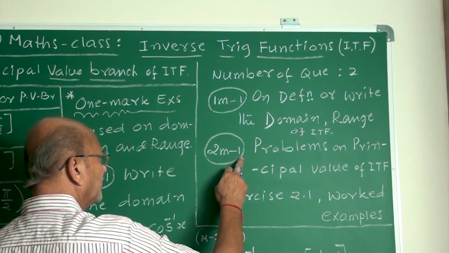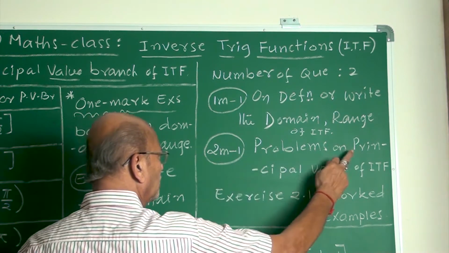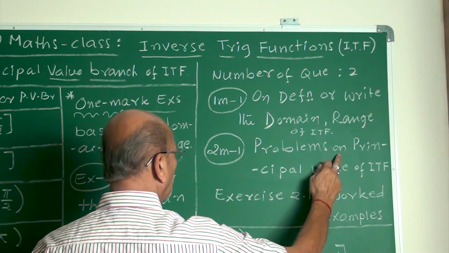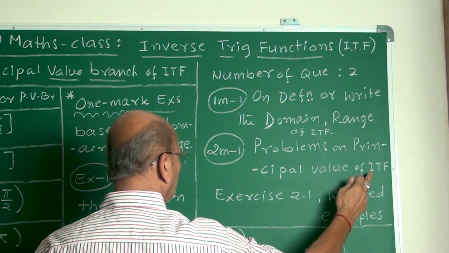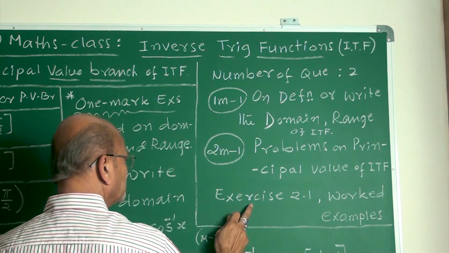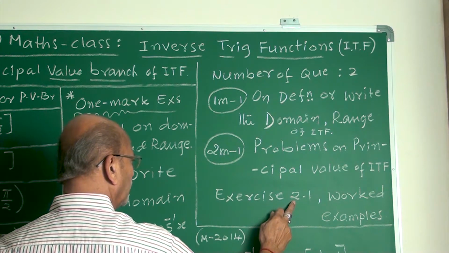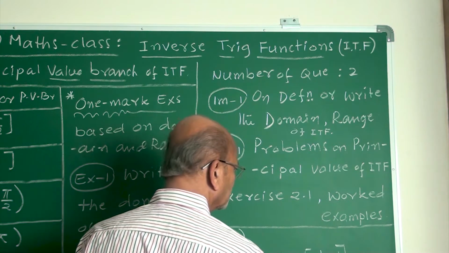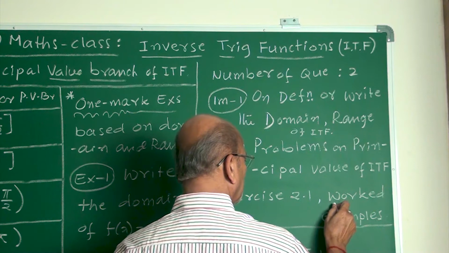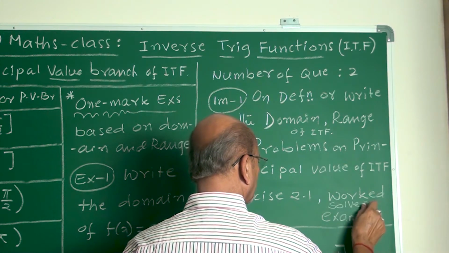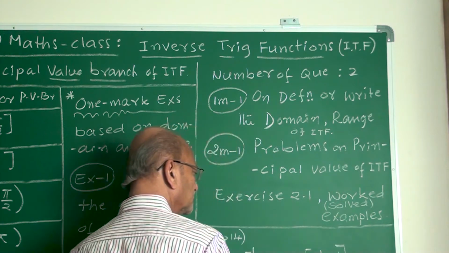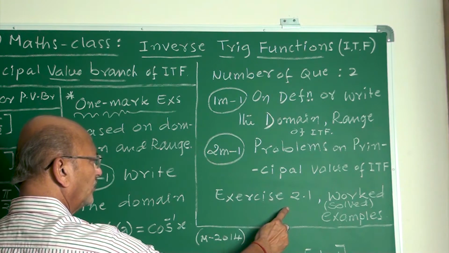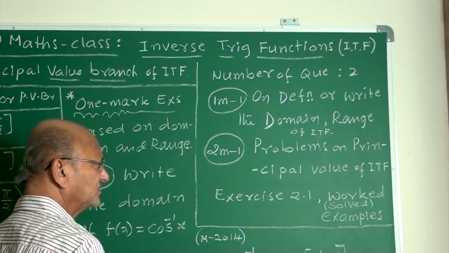For 2 marks, there is 1 example here also. It is problems on finding the principal value of ITF. Otherwise, it is clearly mentioned, Exercise 2.1. And worked examples means solved examples, my friends. They have mentioned Exercise 2.1 along with worked examples in the textbook.